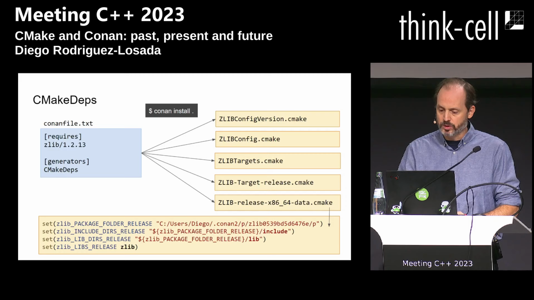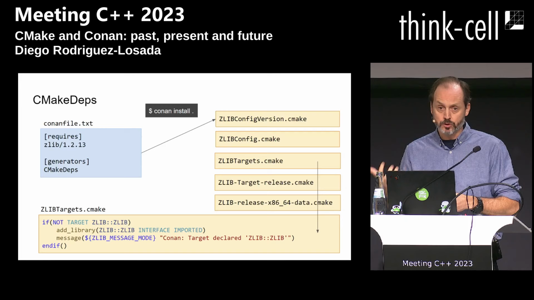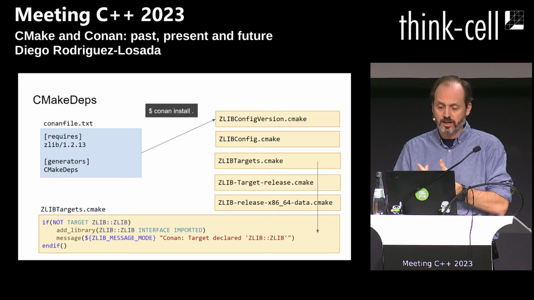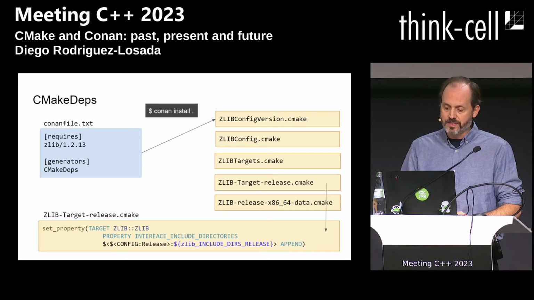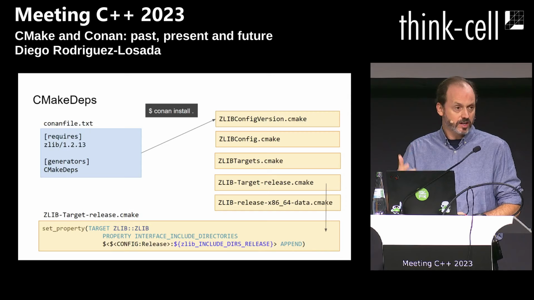Then it follows the typical CMake config structure. If you have created config files yourself or have used them, you will see this config file, the config version file, and you will also see the targets file, which is where the actual targets are created. So we are mimicking that, and we have a set lib targets file that is the one creating the targets. In this case, the set lib uppercase target will be created. Then we will have one file per configuration, and each of these files adds the specific information from that configuration. In this case, the include directories for release and library directories for release will be added with generator expressions.